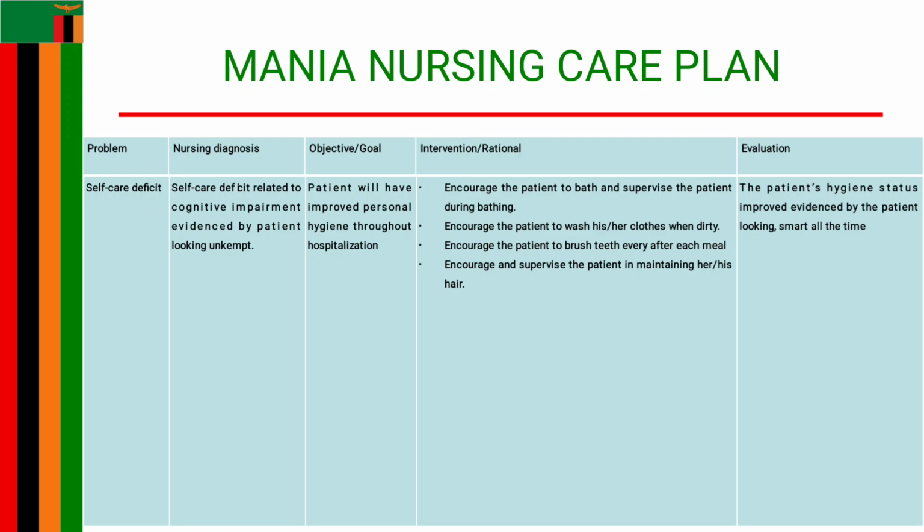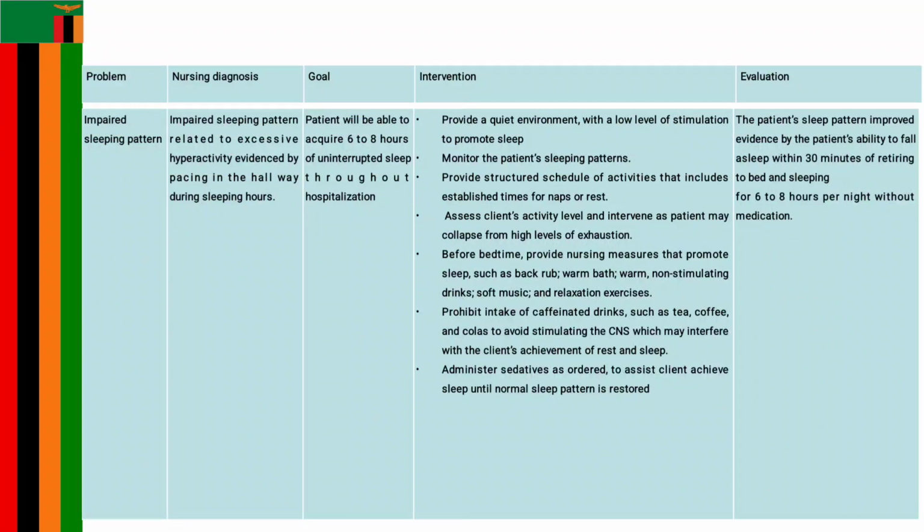Apart from that, you can talk about performing hair care to promote self-esteem. You can talk about changing the soiled linen to promote comfort and prevent infections. So those and many other points, at least 4 points on interventions are enough because you get 4 marks for intervention. Then in terms of evaluation, you can say the patient's hygiene status improved, evidenced by patient looking smart all the time.